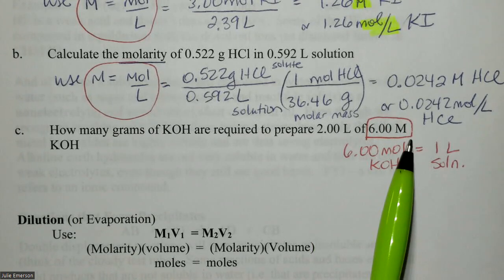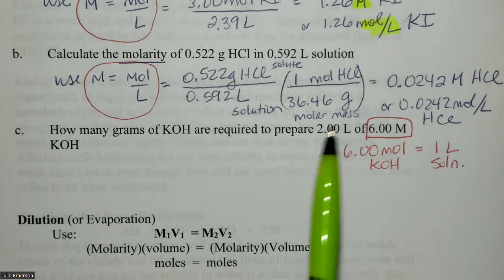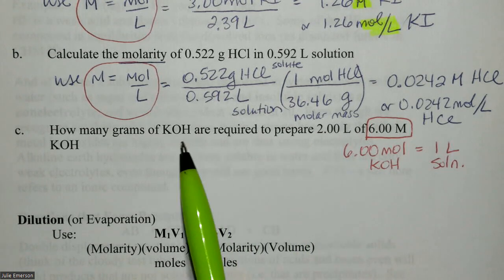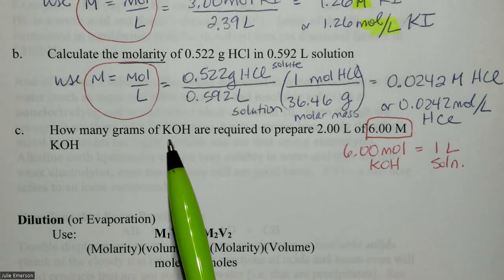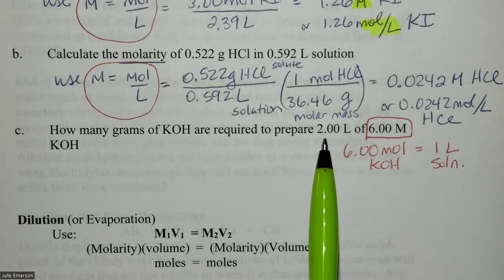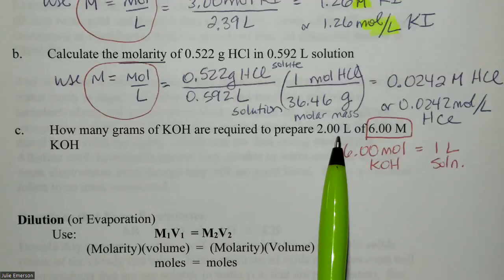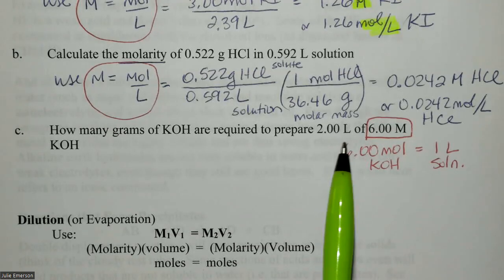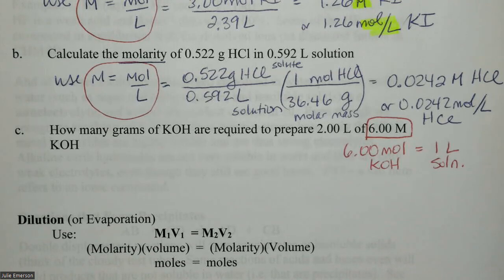Okay, I have a target molarity that I need for my lab setup. I need about this much volume for all my labs, but KOH comes as a solid. So how many grams of KOH will I need to put into 2 liters of solution, or just water, to get the concentration to 6 molar? So how do we solve this?